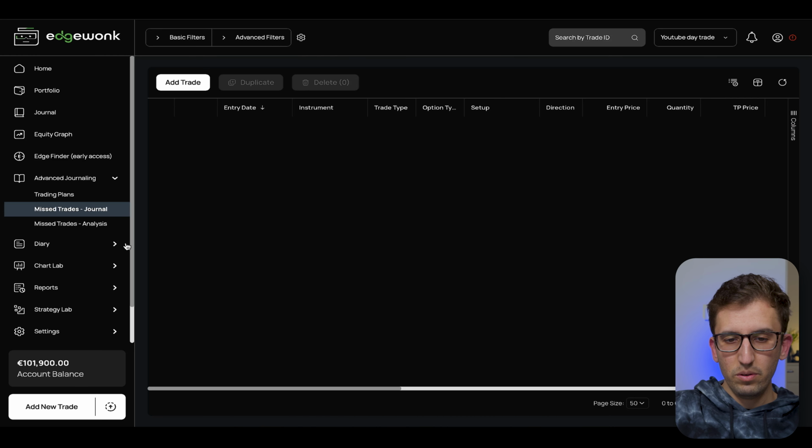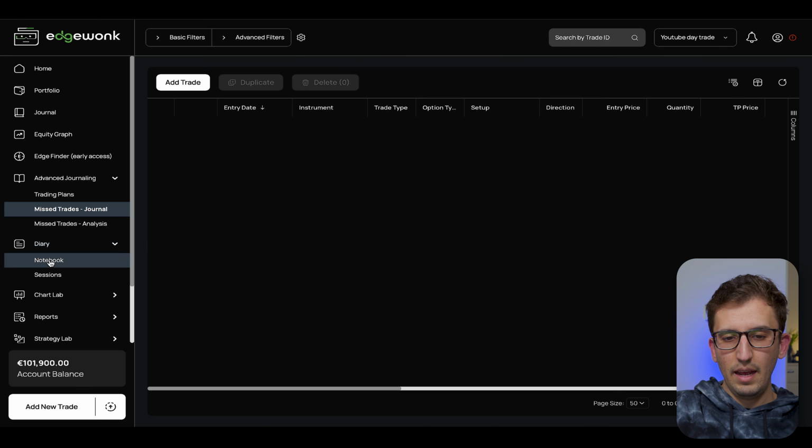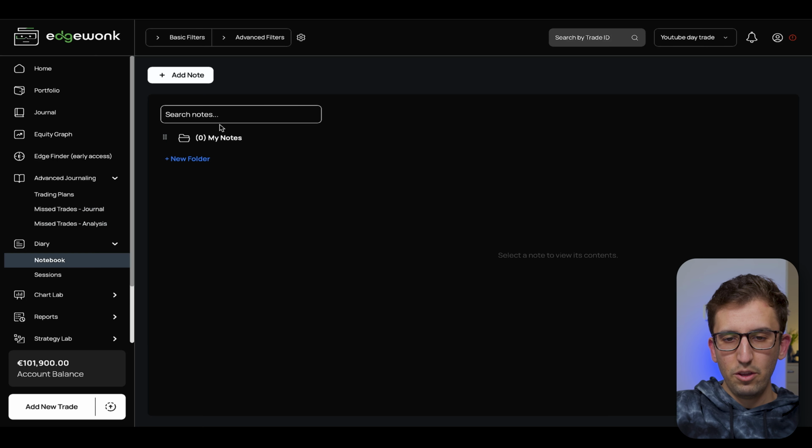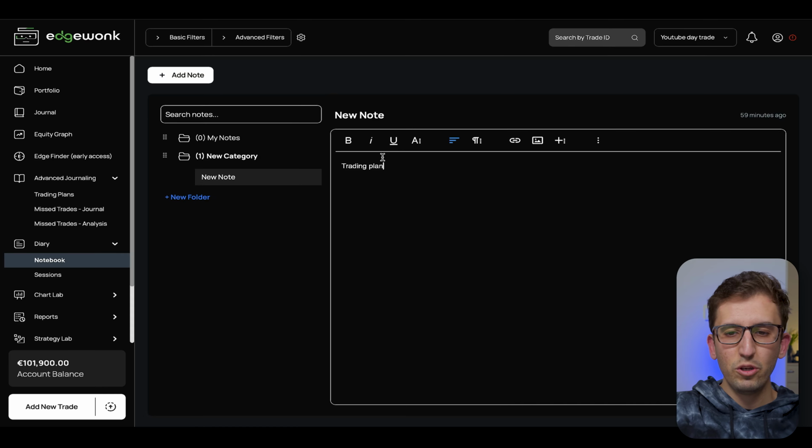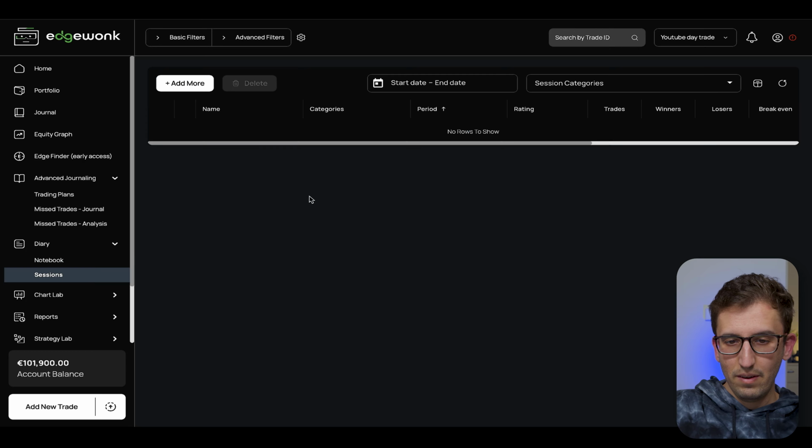And you can also go into diary and you can go into notebook here and you can create sessions. So you can write a note. So you could write out your trading plan here if you wanted to, trading plan. And it's like a Notion type thing here. So you could have that. You can also create sessions.